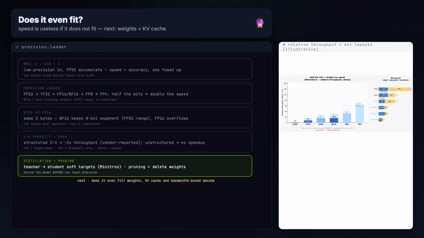Half the bits, double the speed all the way down to 4, but there is a number this chart does not show. How much memory the model and its growing conversation actually eat, and whether they fit on the card at all. Speed is useless if it does not fit. Next, sizing a real deployment. Weights, the KV cache, and why decode is bandwidth bound.